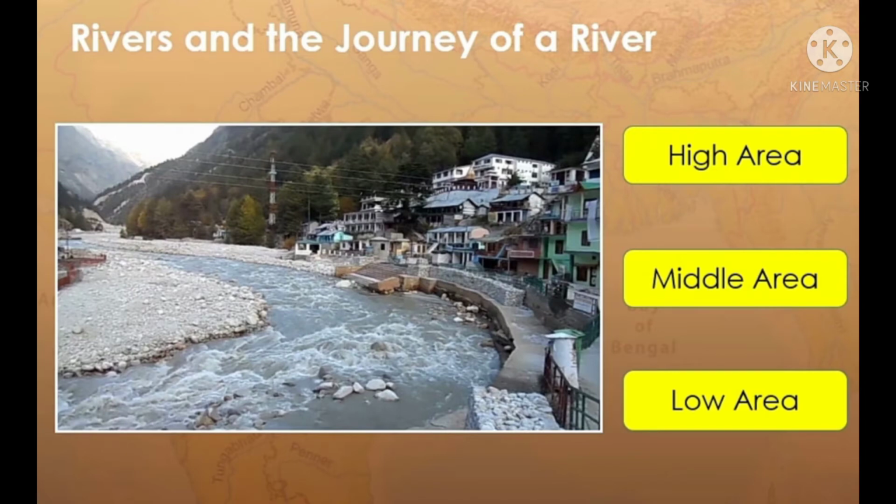A river sometimes forms a delta at the mouth, children. A delta will be triangular in shape. It is nothing but the sedimentary deposits left by the river.